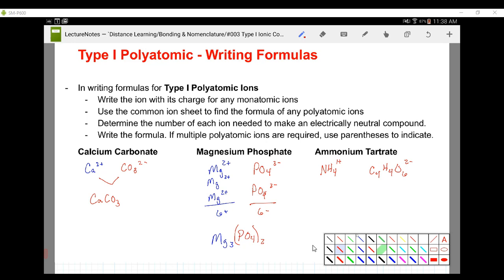And then in our last example, we have a positive 1 and a negative 2. I would need 2 of the positive 1 compounds to balance that out. So my formula should have NH4, and I need to show that there's 2 of them. And then there's 1 of these tartrate compounds.